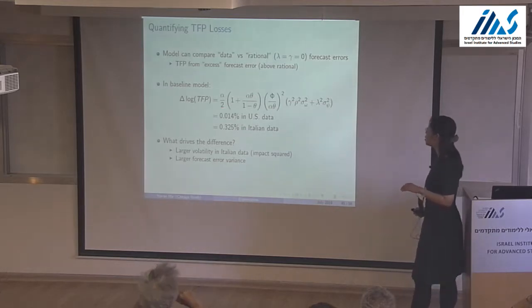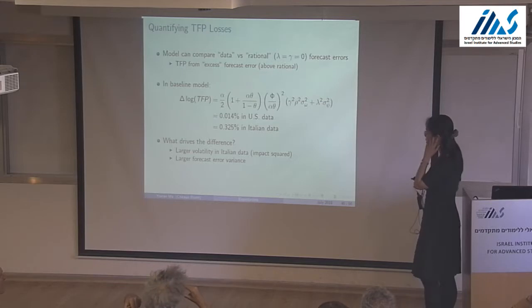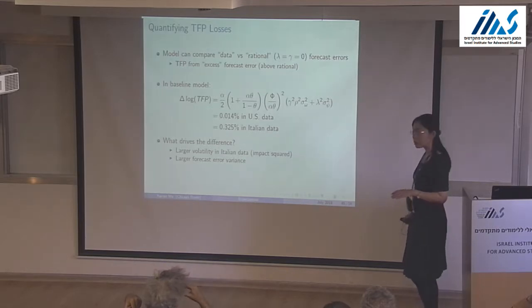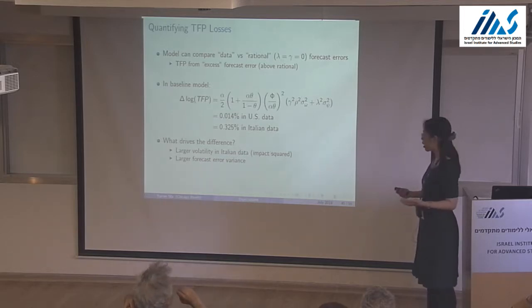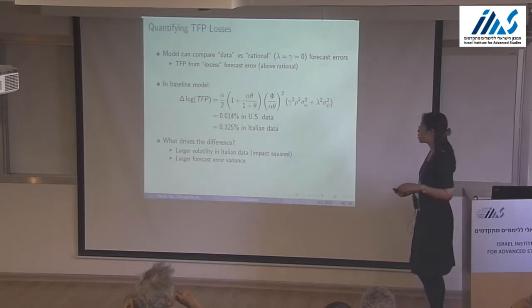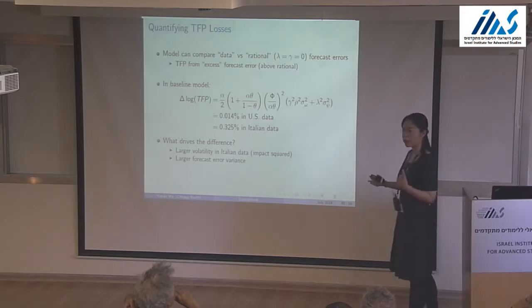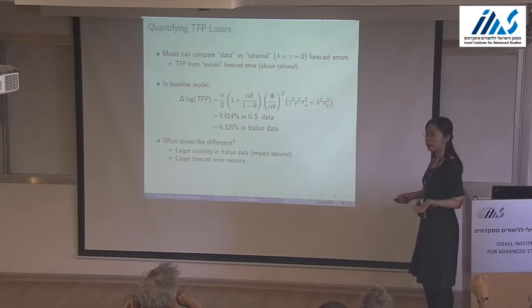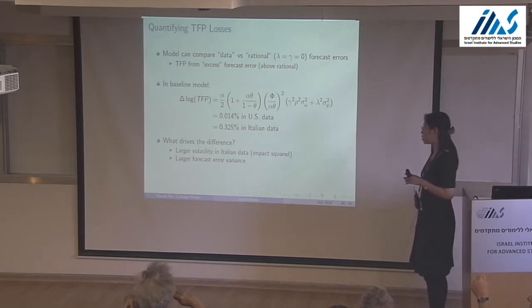If you estimate the model in the US data, which, as I will discuss later, comes from firms' forecasts in the US, mostly pretty large firms, versus Italian data, a survey run by the Bank of Italy since the early 2000s where they ask firms to forecast their future sales, you end up getting pretty different numbers. In the Italian data you get a much larger impact than in the US data. Why? In part because in Italian firms the TFP processes turn out to be much more volatile, and therefore in this model that gives you a much larger scope for getting things wrong.